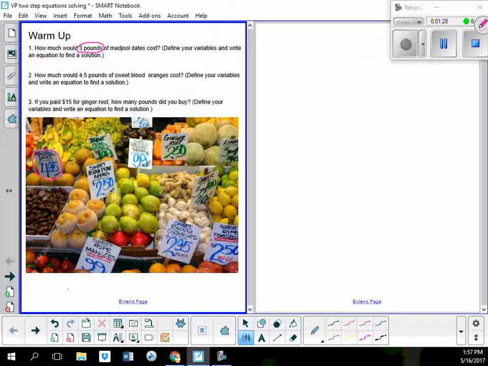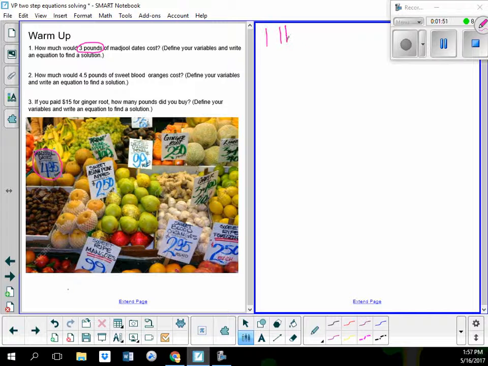So we have 3 pounds of dates. So we need to write an equation. It says to define your variables and write an equation. So before doing that, though, let's talk about how you could find the price of 3 dates. Edie, what would you do? Well, I think to buy 1 pound of dates it would be $4.95. Yeah. So I think it would be $4.95 times 3 because we want 3 pounds.